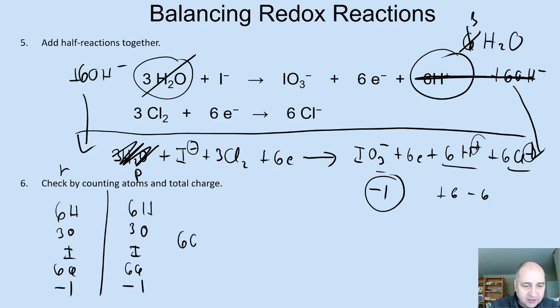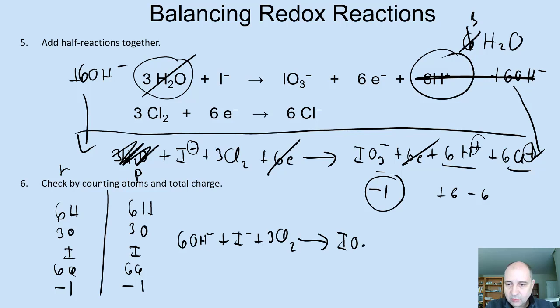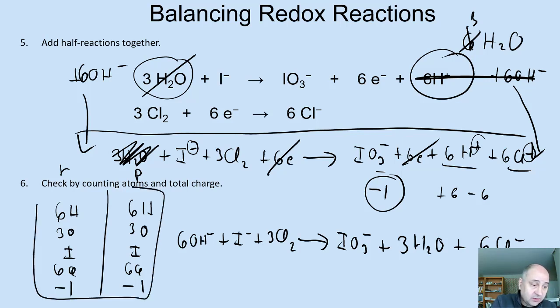So we have 6 hydroxide ions and I minus and 3Cl2. I'm going to drop out the electrons to save myself some room here, because they do cancel. And then on the product side we have IO3 minus and 3 waters, and we still have the 6 chlorides. And if I did that right, then you can do this cross-reference double check one more time.